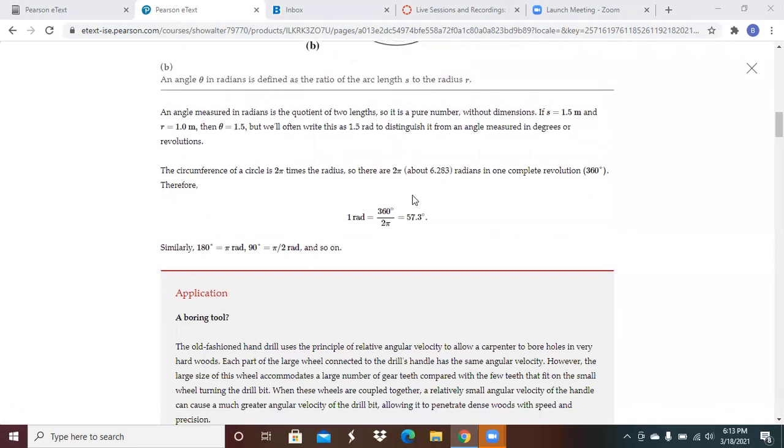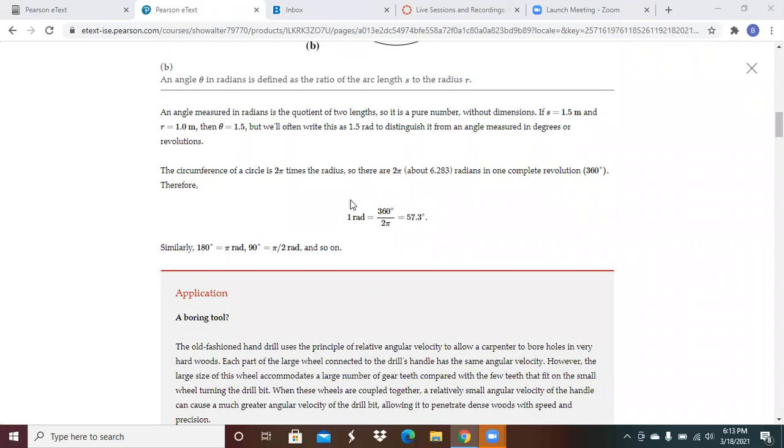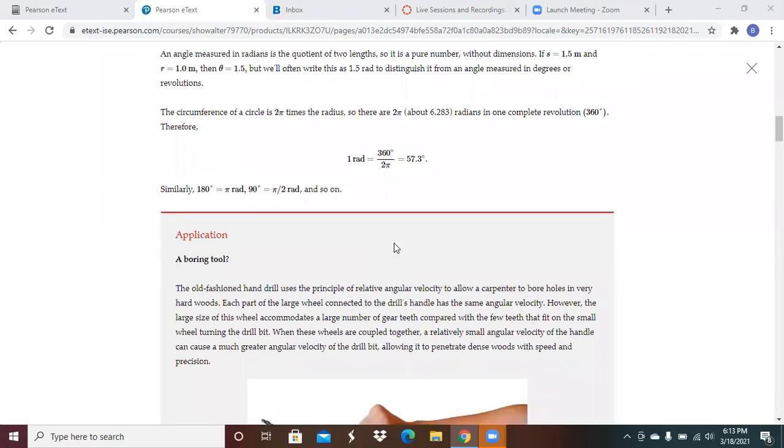So if you need to change from degrees to radians, then you've got this formula here that you can go through, where 1 radian is going to be equal to 360 degrees divided by 2 pi. That's basically like a conversion from one unit to the next. And as it turns out, 1 radian is going to be about 57.3 degrees.